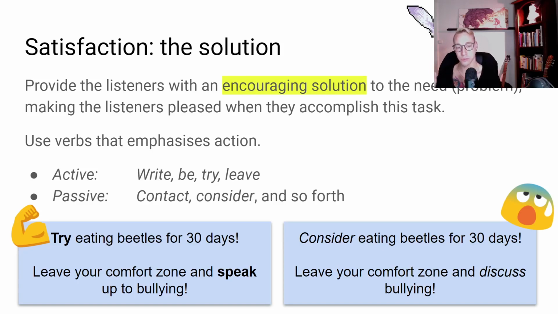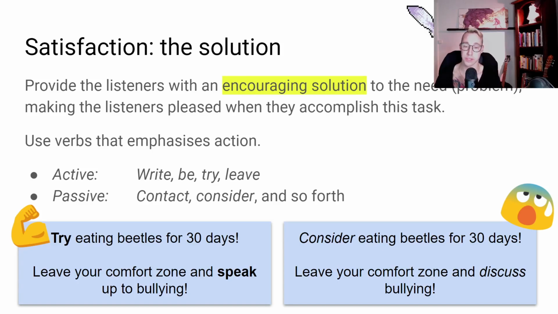And then if we look at the right side, it says consider eating beetles for 30 days. So try is more active in the way that it actually tells someone to do something. So try it. Here you go, try it. Whereas consider can be like, yeah, let me think about it, maybe no. So considering is more of a thinking situation, and therefore becomes more passive.